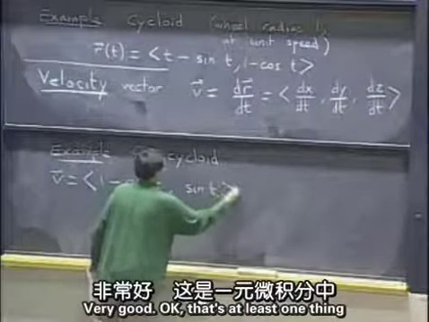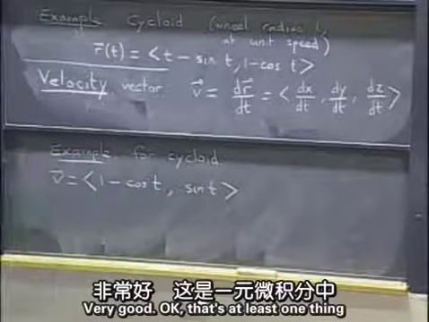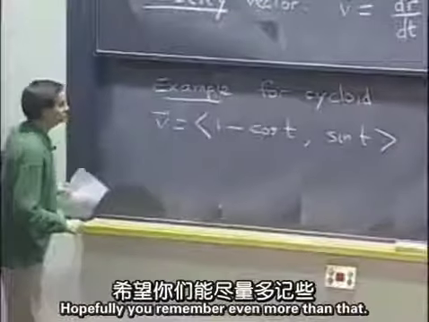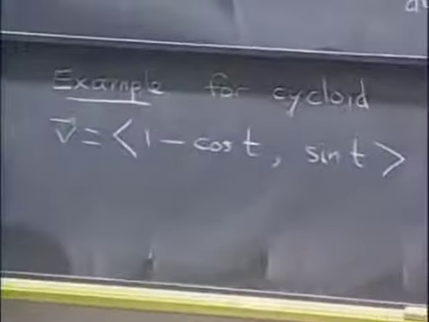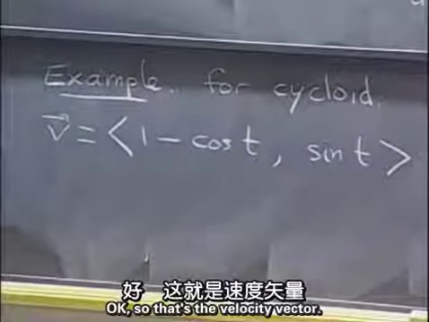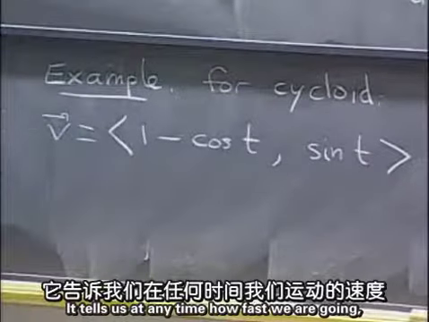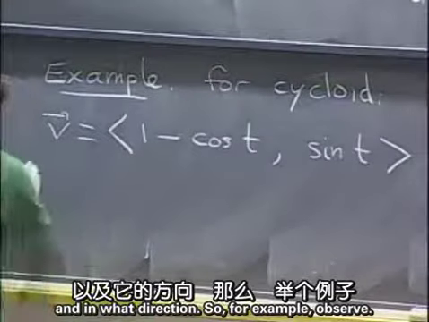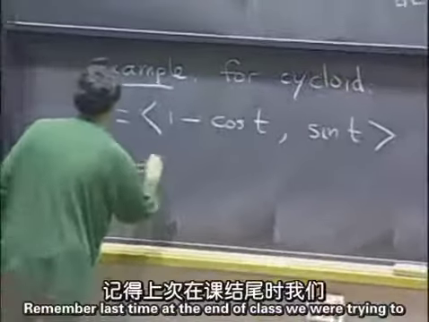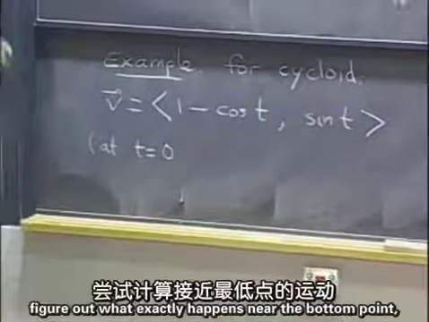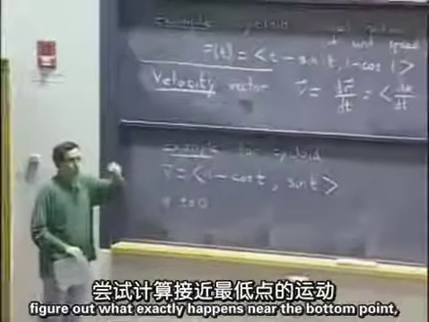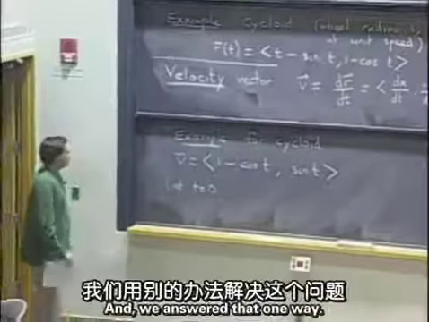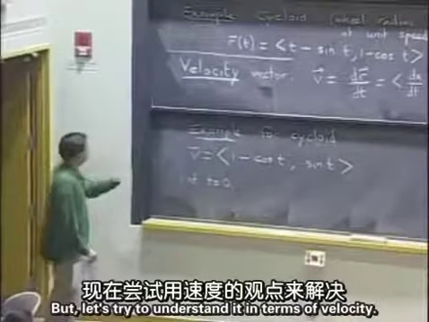Very good. That's at least one thing you should remember from single variable calculus. Hopefully you remember even more than that. Okay, so that's the velocity vector. It tells us at any time how fast we are going and in what direction. Remember last time at the end of class, we were trying to figure out what exactly happens near the bottom point, when we have this motion that seems to stop and go backwards. And we answered that one way, but let's try to understand it in terms of velocity.